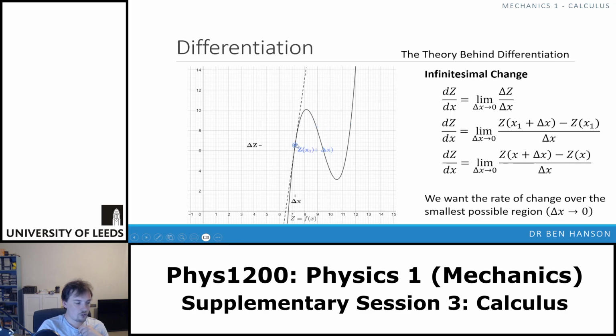And as those 2 points go on top of one another, we see that that line hasn't disappeared at all. It's got closer and closer to the tangent of that graph at that point. And that is what the derivative of a function is. The gradient, the tangent of the curve at that point, where delta z is equal to 0 and delta x is equal to 0. The limit as delta x tends to 0.